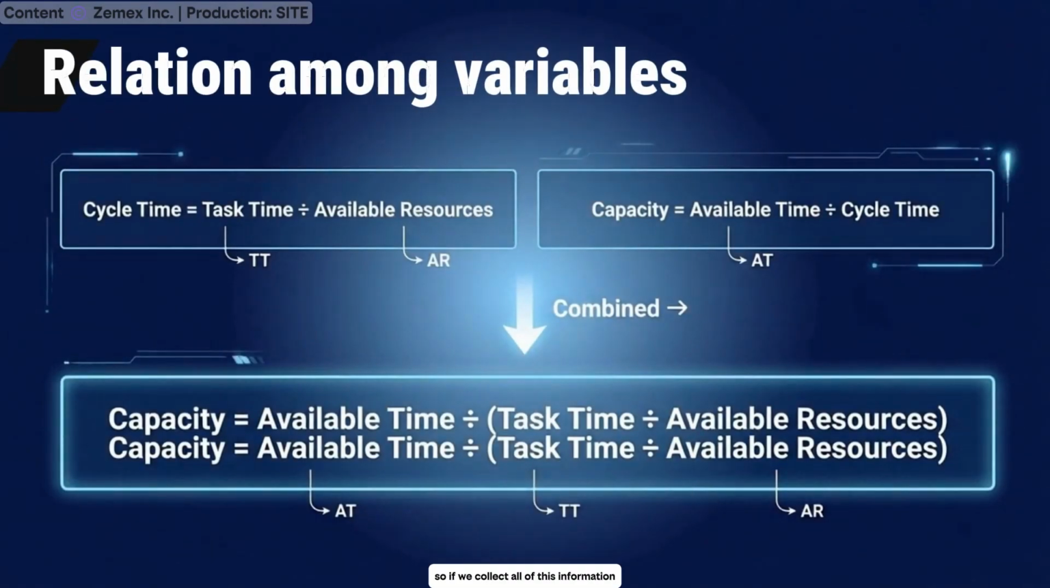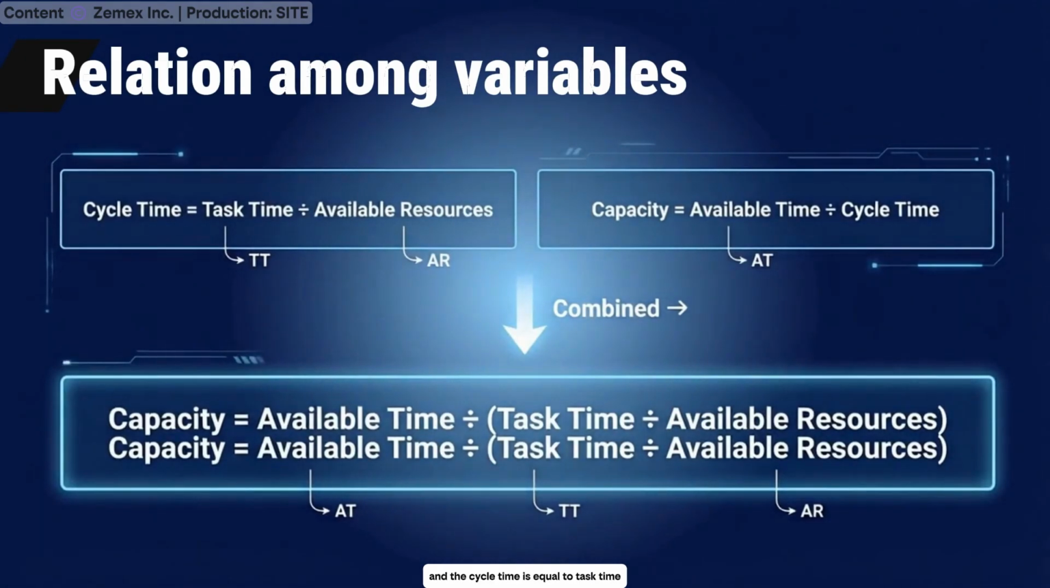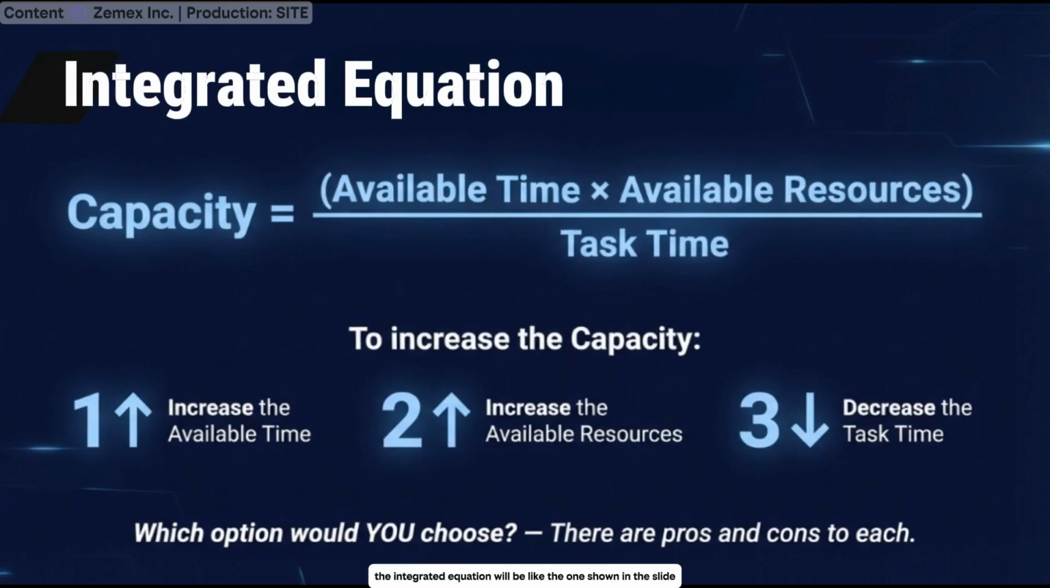So, if we collect all of this information, the integrated equation looks like the one at the lower part of this slide. The capacity is equal to available time divided by cycle time, and the cycle time is equal to task time divided by available resources. Finally, the integrated equation will be like the one shown in the slide. So, in order to increase the capacity, there are 3 options.